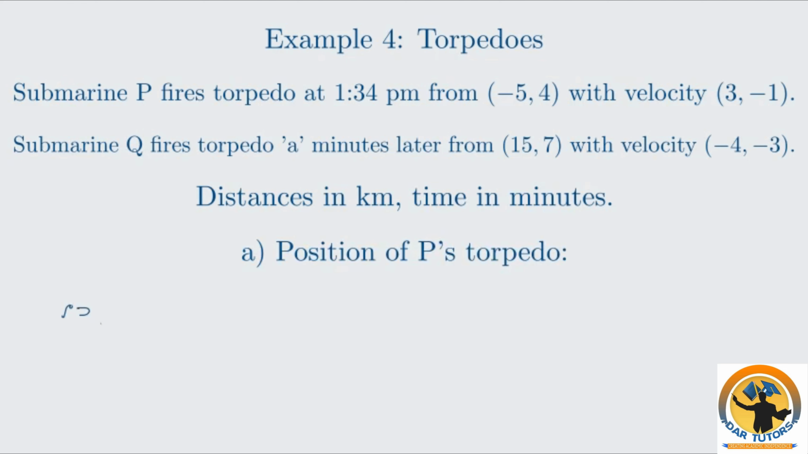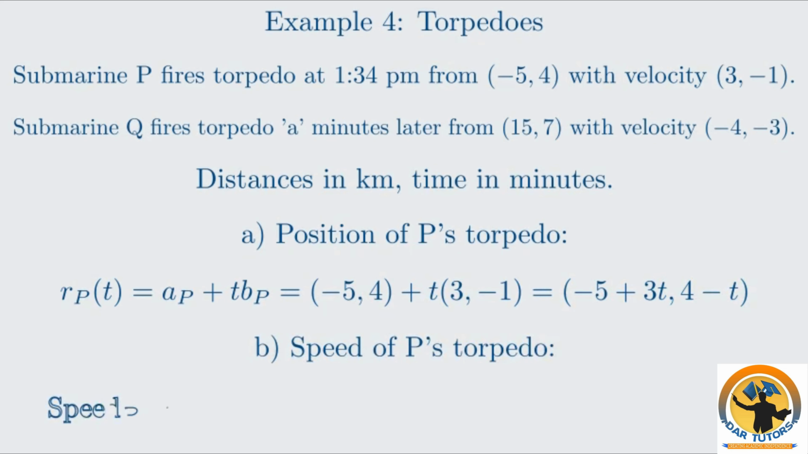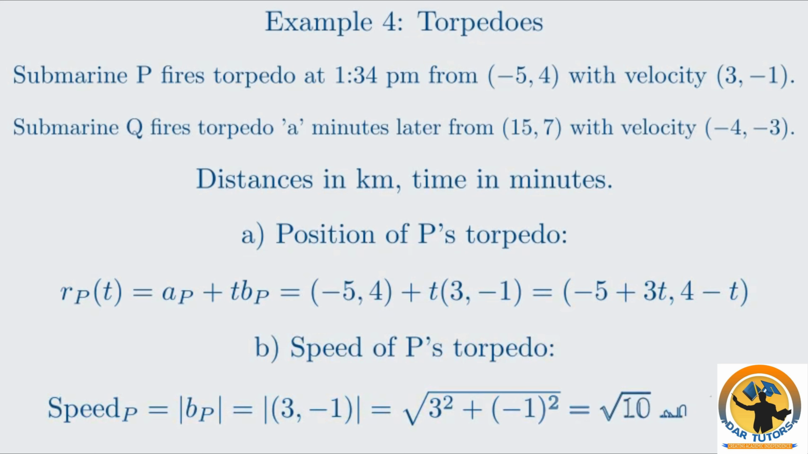Let's start with P's torpedo. Its initial position is (-5, 4), and its velocity is (3, -1). So, its position vector at time t is (-5 + 3t, 4 - t). The speed of P's torpedo is the magnitude of its velocity vector. That's the square root of 3 squared plus -1 squared, which is the square root of 10 kilometers per minute.